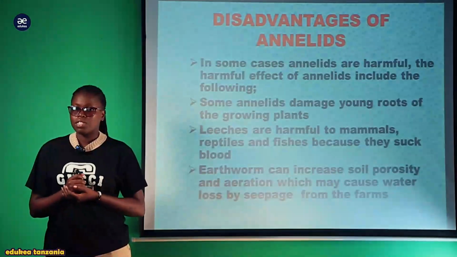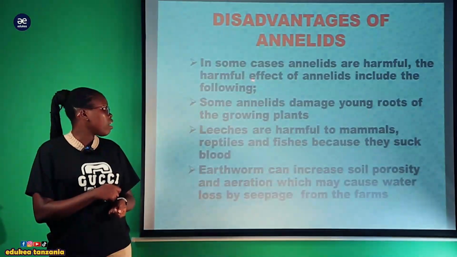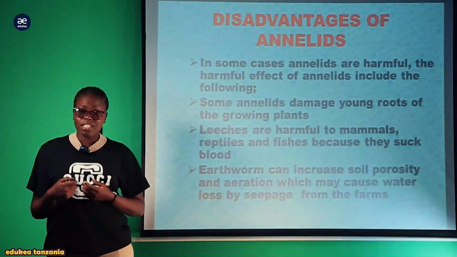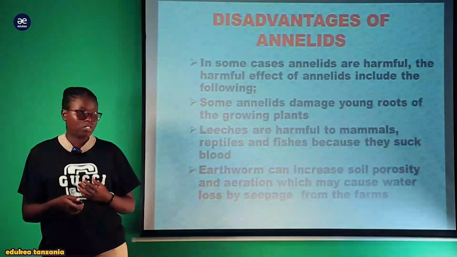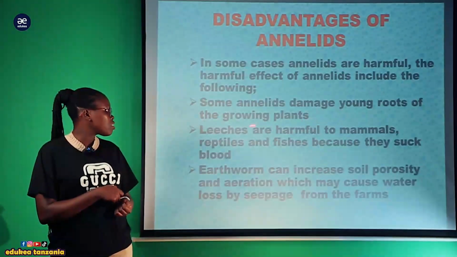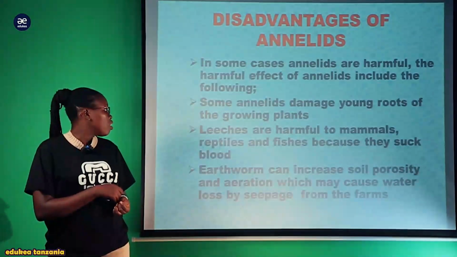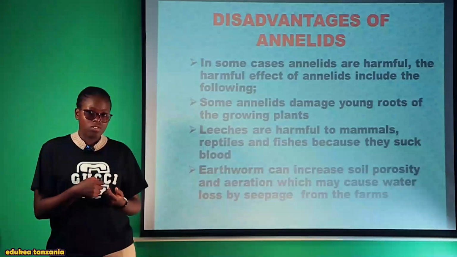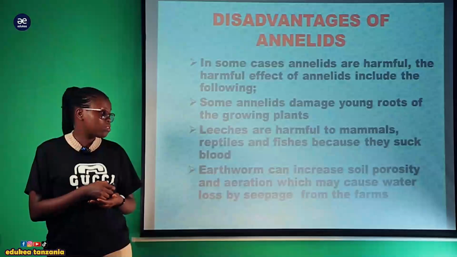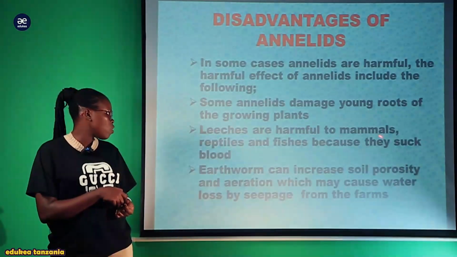Now the disadvantages of annelids. In some cases, annelids are harmful. The harmful effects of annelids include the following. Despite those advantages, they also have disadvantages. Some annelids damage the young roots of growing plants, so they tend to damage the young roots of the growing plants. Also, since they burrow under the ground, they can lead to the destruction of the roots of these young plants. Also, leeches are harmful to mammals, reptiles, and fishes because they suck blood.